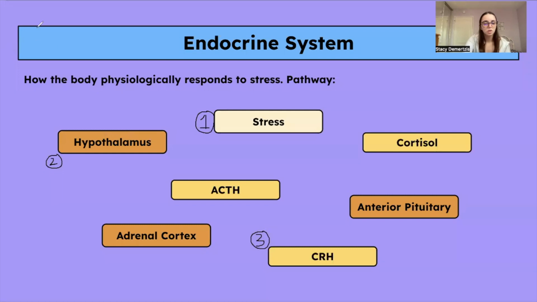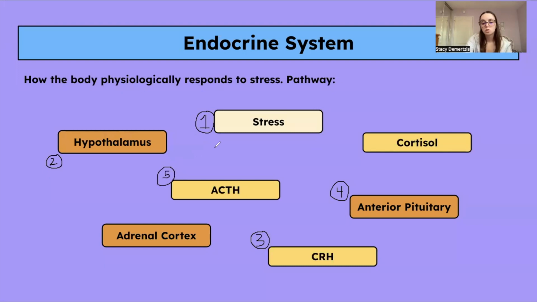I see also some comments in the chat right after hypothalamus talking about the anterior pituitary. That's correct, that's the next gland that's going to be triggered. But before we get there, the hypothalamus is going to release CRH, right? So we've got hypothalamus releases CRH. That triggers the anterior pituitary gland to release the next hormone in the sequence. So which hormone is the anterior pituitary gland releasing? Yeah, we got ACTH.